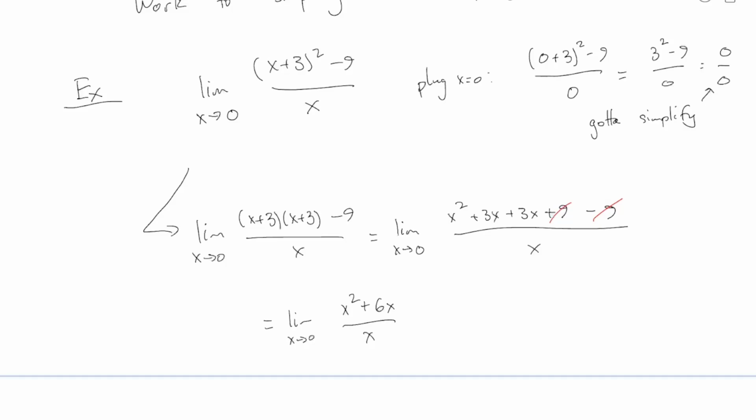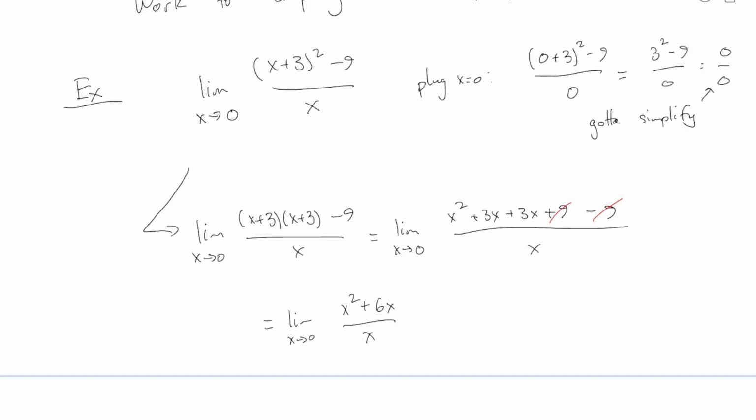I'm feeling all right about this. Anyone have another suggestion about simplifying? You could try actually to plug the value in now. Maybe that's good enough after simplifying, but actually I think you can see what will happen. If I plug x equals 0 here, I'm going to get 0 on the bottom and still 0 on the top. So I haven't simplified enough yet.